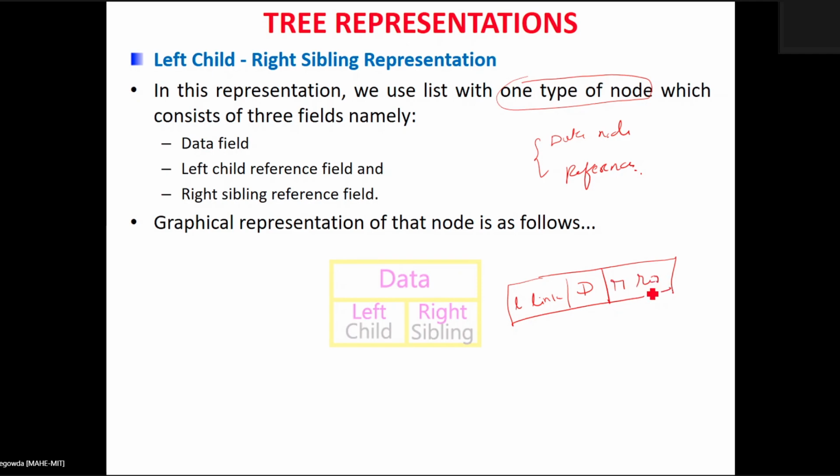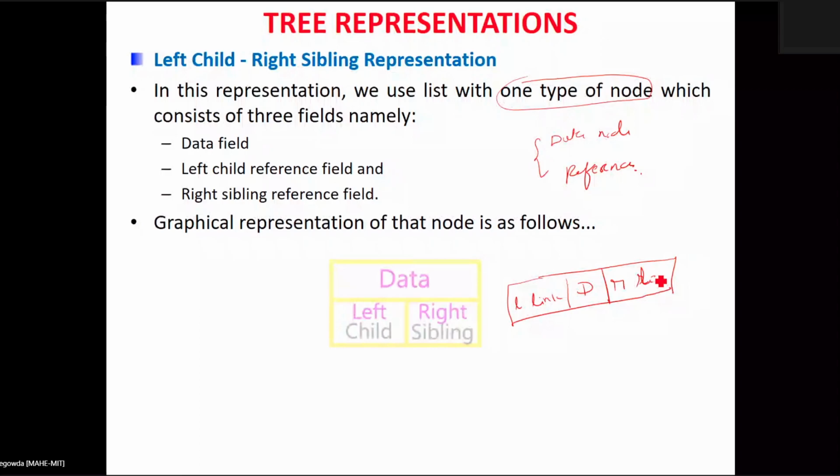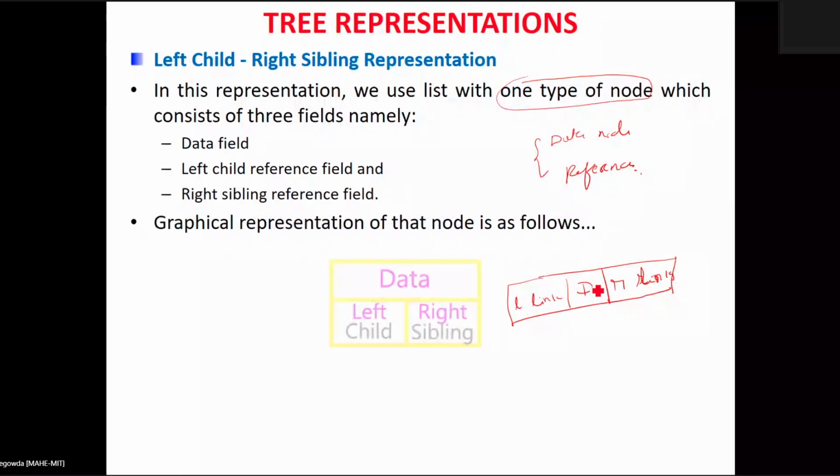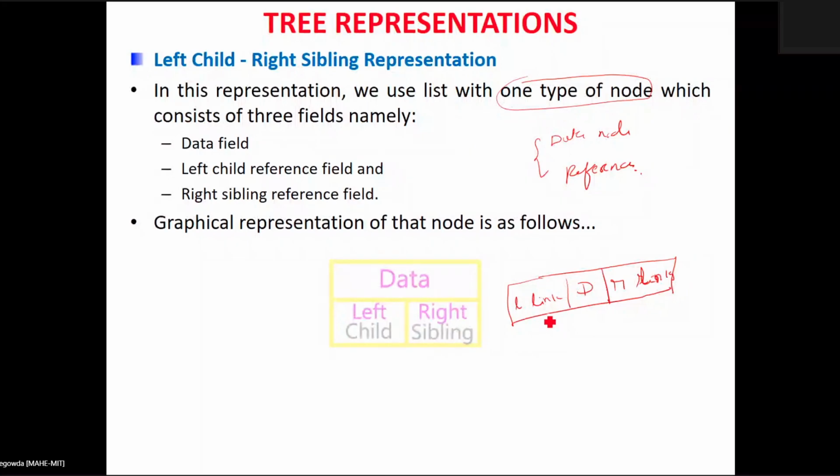These links are used to hold the address of the children. Okay, that means the left link will hold the left child address and the right link will hold the address of the right sibling.